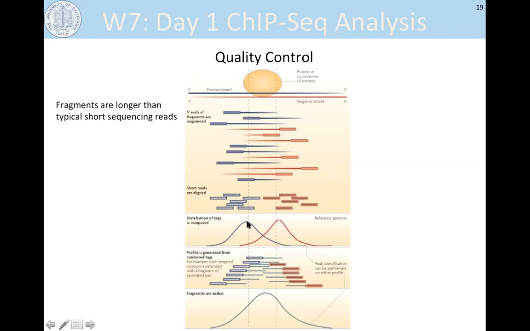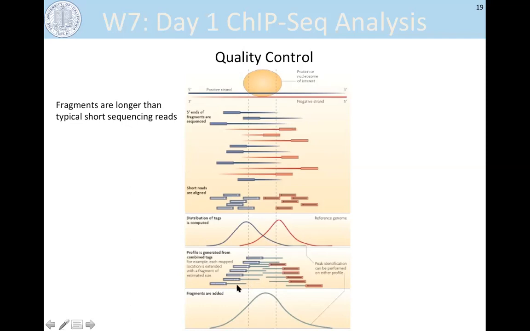the estimated fragment size is the distance between the top of this curve and the top of this curve, if you're sequencing both ends of the fragments, and the theoretical binding site for your protein of interest is directly in between these two curves. So using this distribution of tags, you can more accurately predict the true binding site, which, as I mentioned, is directly in between these two curves.